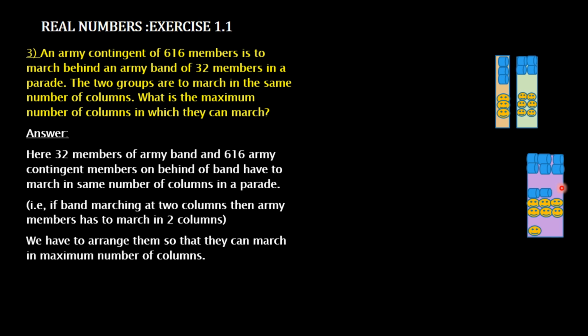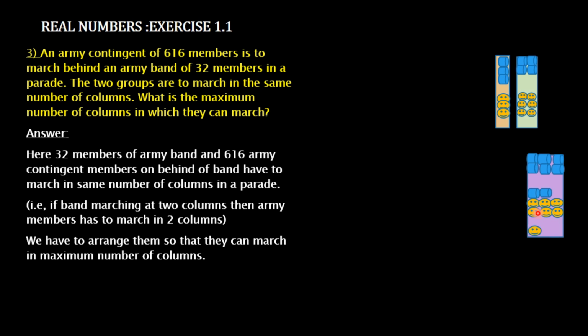That is, in the 11th column of this army band, one last seat is vacant here. Okay, one last person's position is vacant here. Then among 616 members, 2 positions are vacant here. Okay, this arrangement is not possible, since you have seen they have to march in the same number of columns beautifully. This arrangement is not possible here.